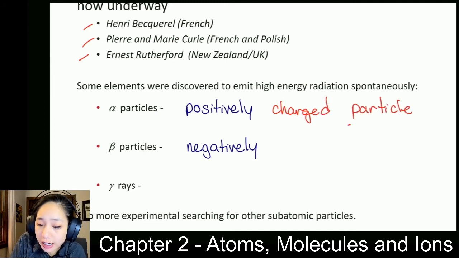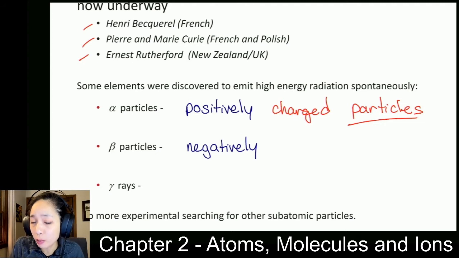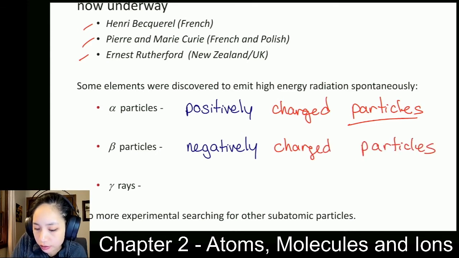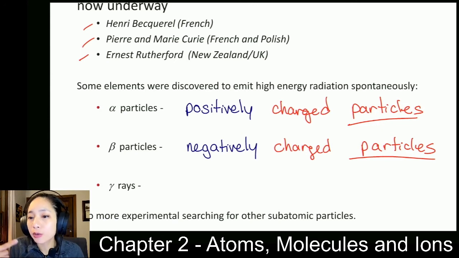So note that I say particles, so it has mass. Alpha particles have mass. Beta particles are negatively charged particles. Also has mass because I say it has particles. And then finally, gamma rays. So note how I went from particle, particle, ray.